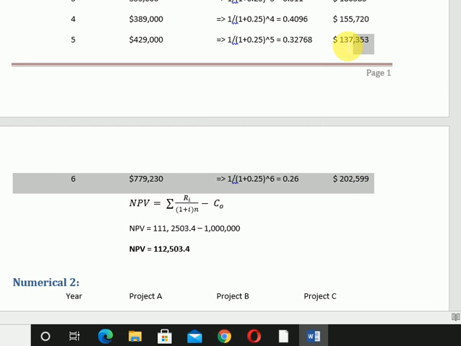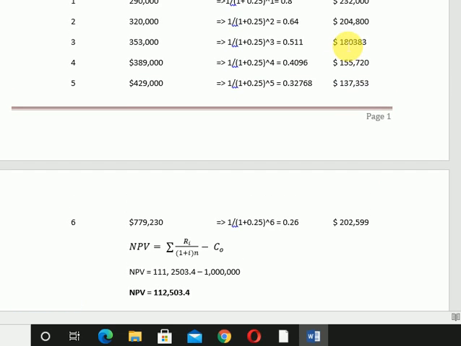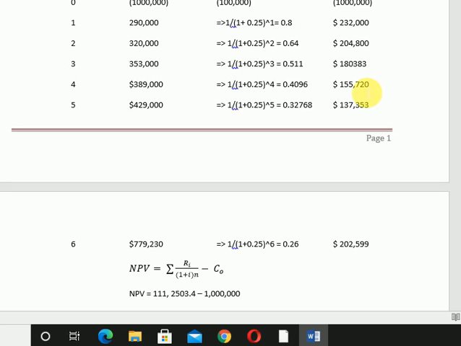2,02,599 plus 1,37,353 plus 1,55,720 plus 1,80,383 plus 2,04,800 plus 2,32,000. This is the discounted present value; when we add it, the addition equals 11,12,503.4. This is the sum of Ri divided by (1 plus i) raised to the power n, and C naught, C0, is the initial investment or cost of the project, which is 1 million.